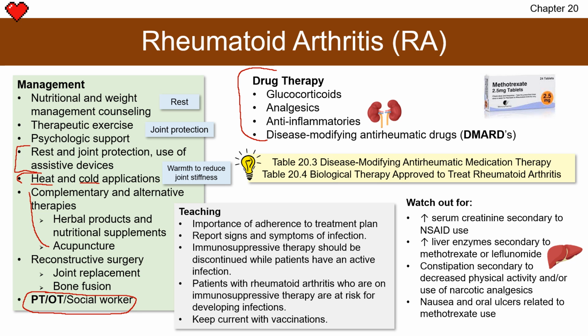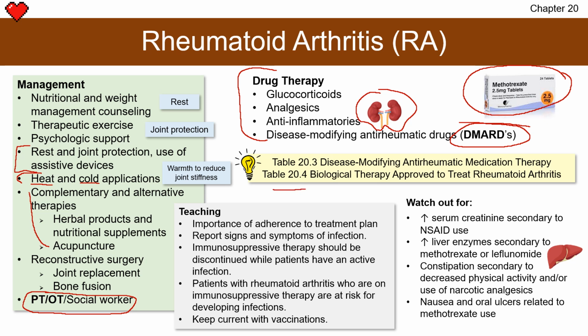And again, we want to be careful when they take these medications long-term because it can affect their organs, especially the kidneys. And then disease-modifying anti-rheumatic drugs, DMARDs. This is specific to rheumatoid arthritis. Methotrexate is an example of that. Okay, so drug therapy, rheumatoid arthritis, DMARDs.